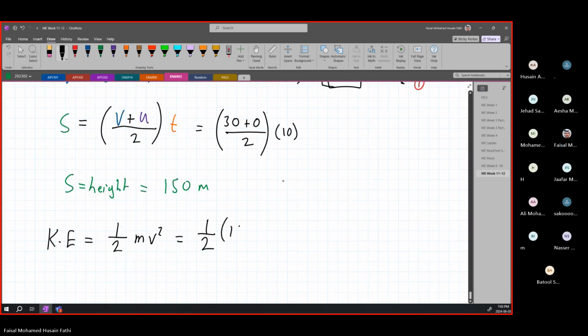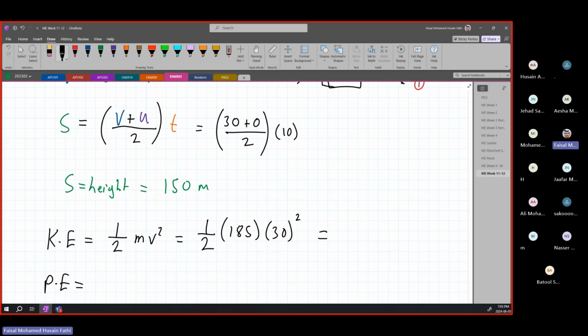185 times the velocity that we have found squared. And then the potential energy is equal to mgh, or in this case you can say it's mgs, because s is our height. All right, so it's equal to 185 times 9.81.